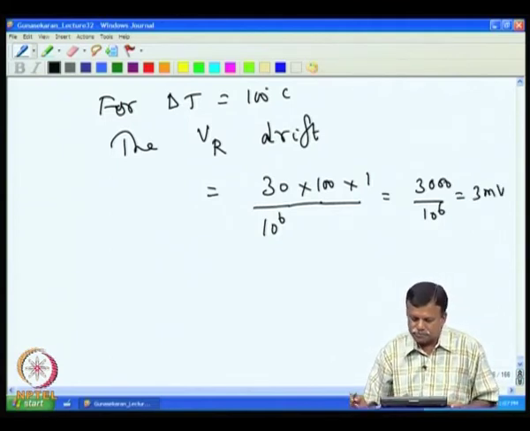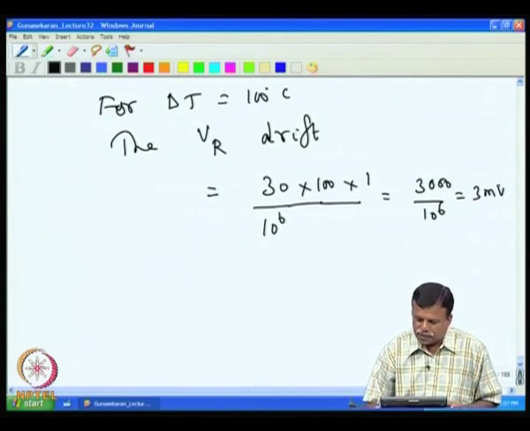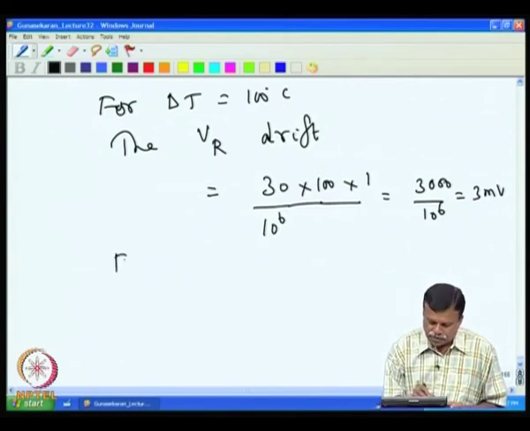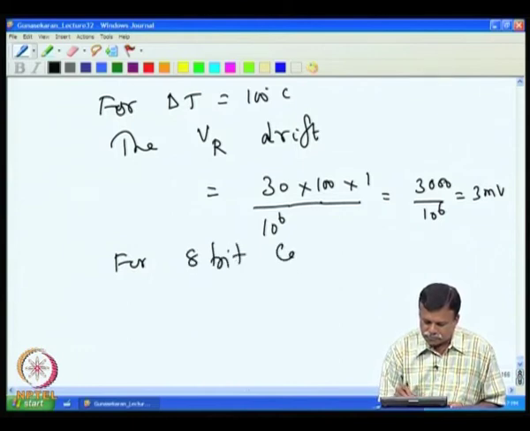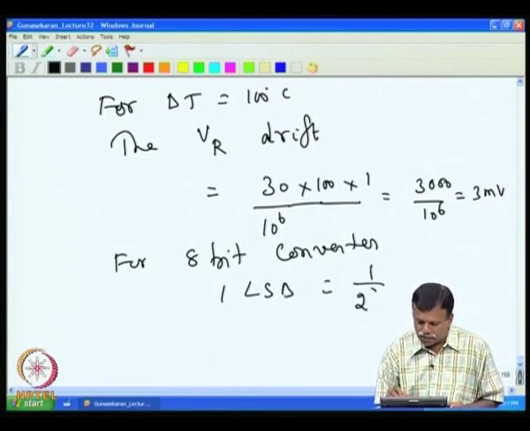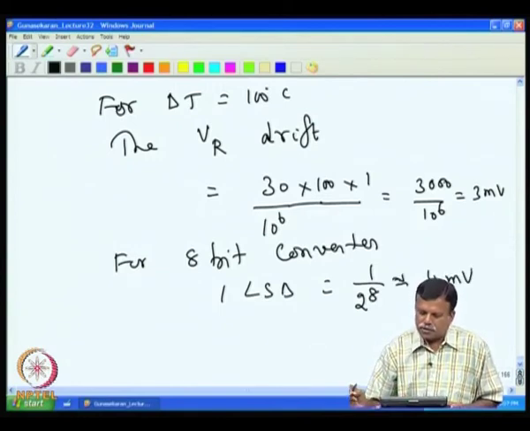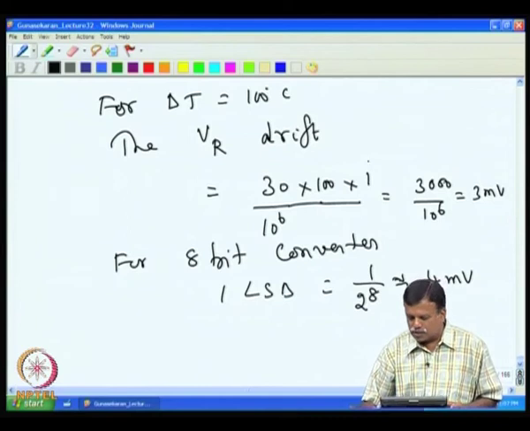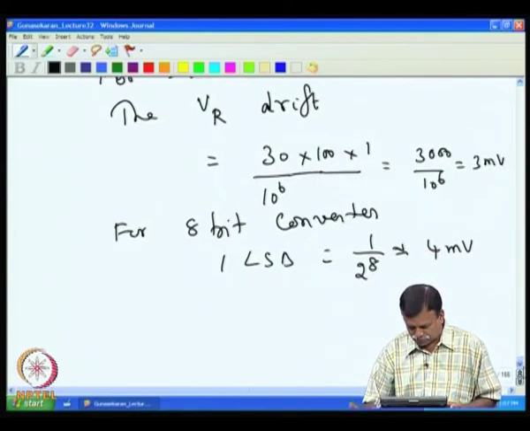So, if it is an 8-bit converter, for an 8-bit converter, 1 LSB would be 1 volt divided by 2 power 8, which will be nearly equal to 4 millivolt. So, this V reference drift is coming less than 1 LSB.